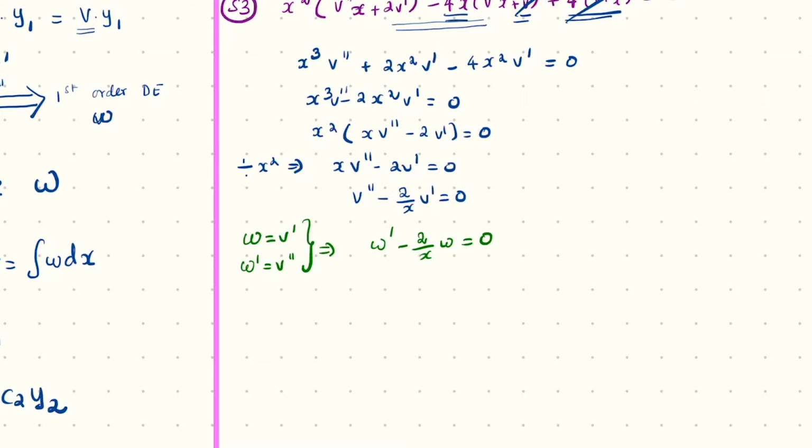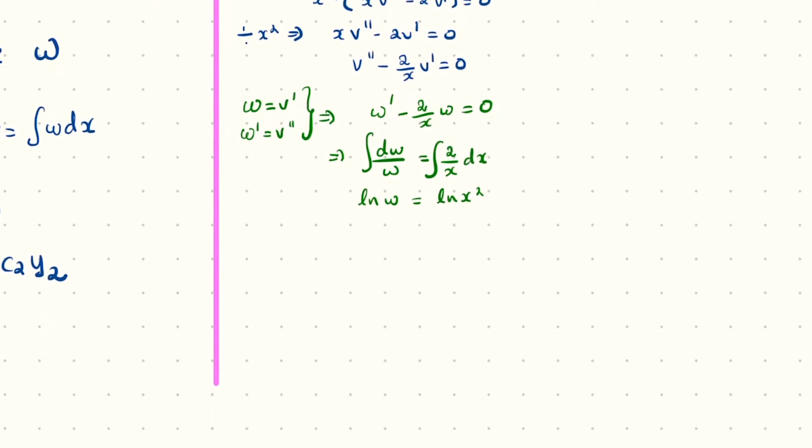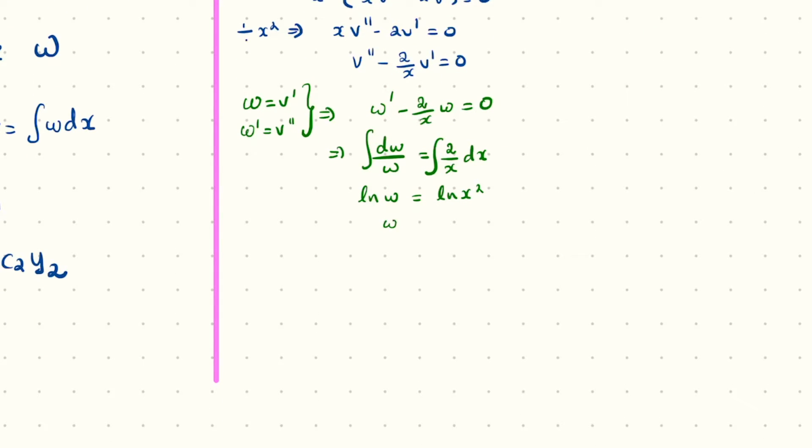Again, I can use the integrating factor, or I can use the separation of variables method. If I use separation of variables, I can rewrite this as dw over w is equal to the integral of 2 over x dx. If you do the integration on both sides, you're going to see ln of w equals 2 ln of x, which is ln of x squared. You don't have to worry about the constants, because it's going to be taken care of anyway. If I simplify this, it gives me w to be x squared. If I take the exponential functions on both sides, that means w is x squared.